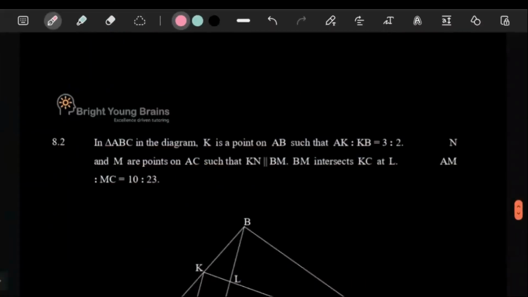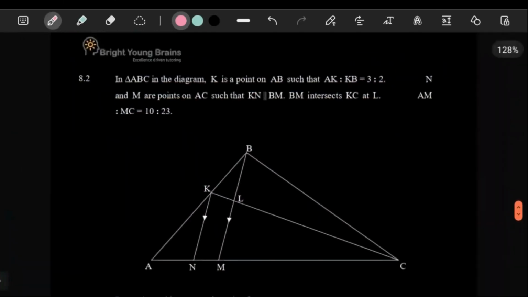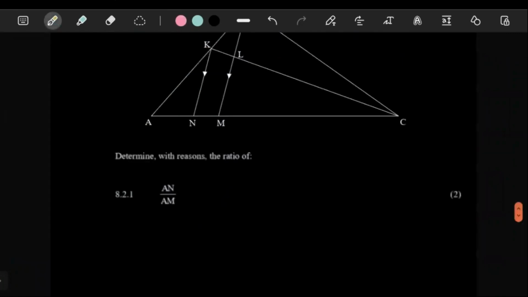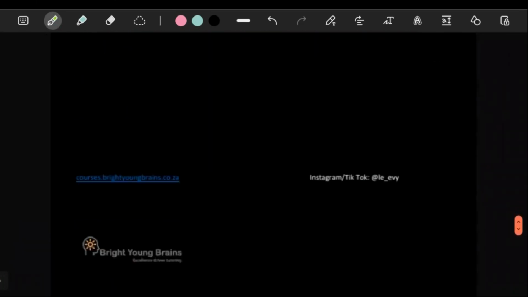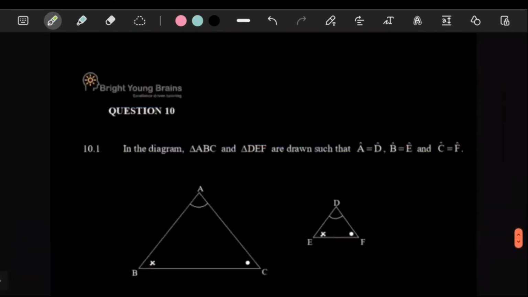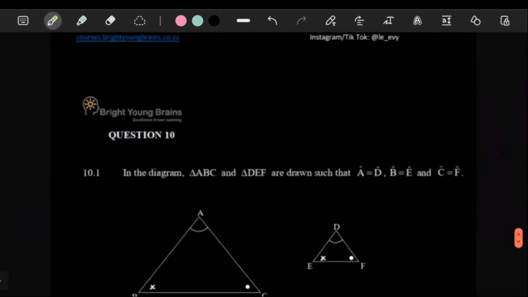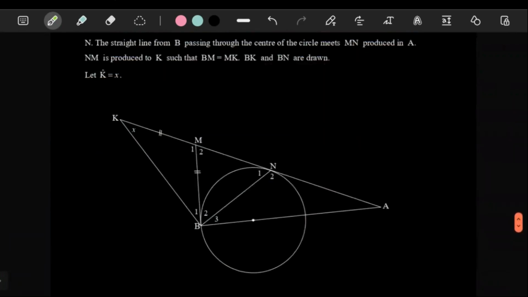So let's see. 8.2 says, in triangle ABC, all these sketches just look so familiar. I feel like all these questions were taken from, honestly speaking, a bunch of things that I've gone through at some point in time, somewhere, somehow. Yeah, it's so interesting. Oh well.